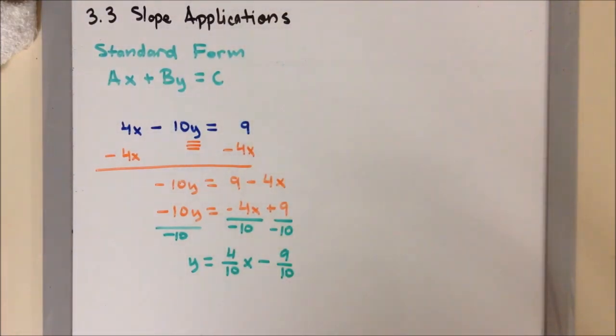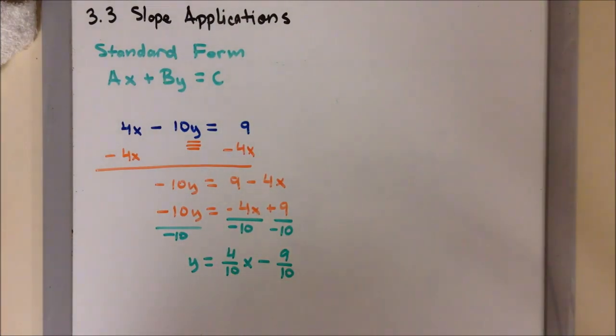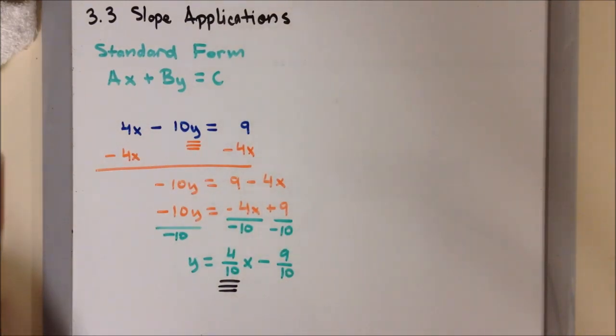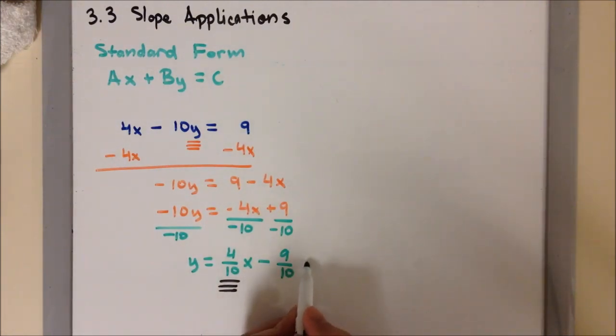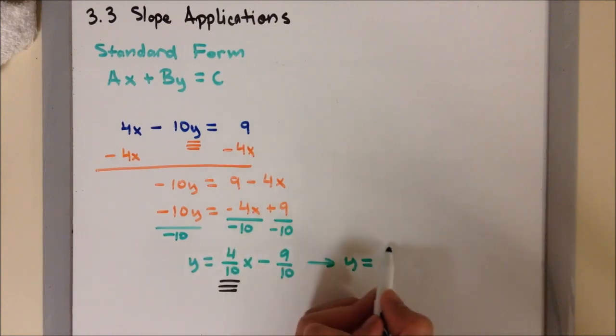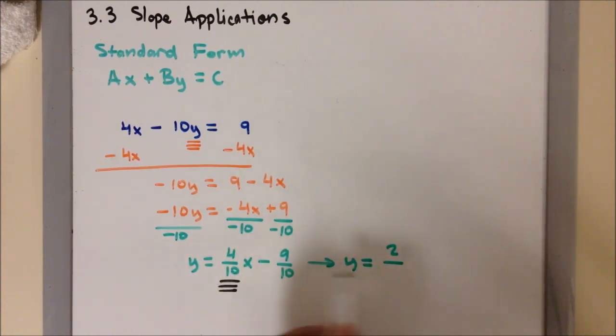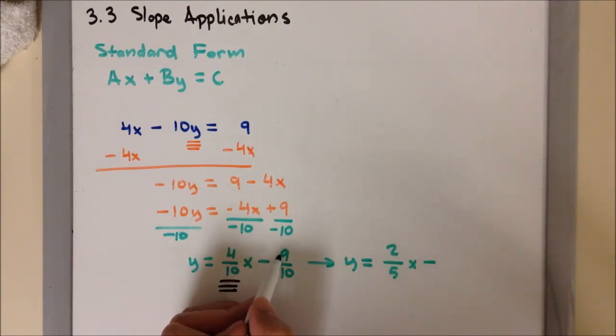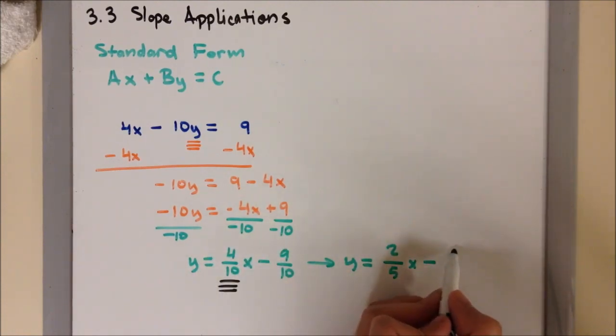Alright, from there, since I have a fraction, I must check if I can simplify. In this case, I can. This fraction right here, 4 over 10, they're both divisible by 2, since they're both even numbers. When I simplify the fraction, it would be y equals 4 divided by 2 would be 2, 10 divided by 2 would be 5, and then x minus, nothing in common between 9 and 10, so I'm just going to leave it the same.